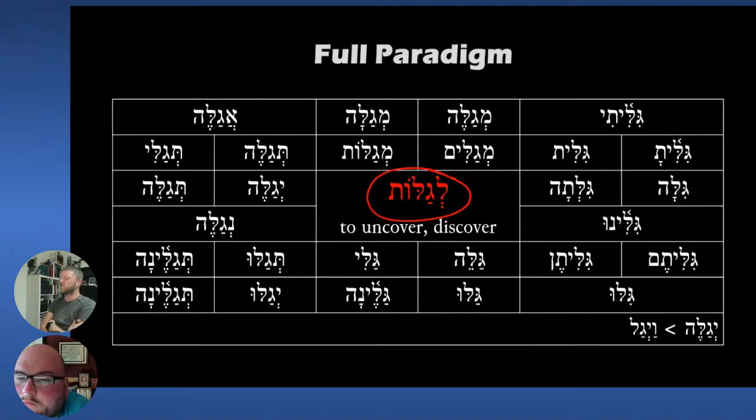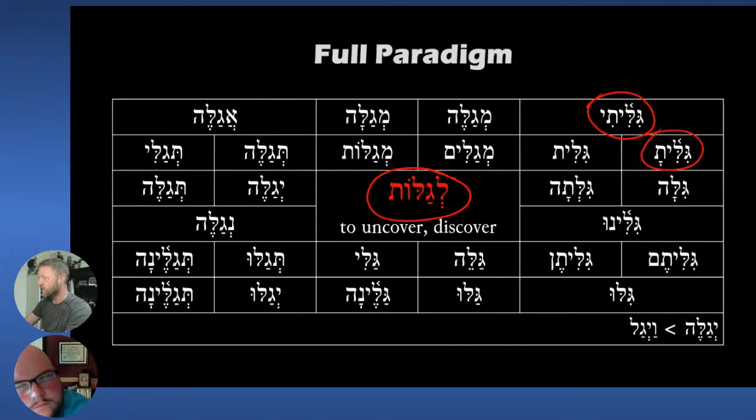So in the kal, this was galiti. Now we have giliti. Giliti is how I say I found out, I uncovered, I discovered. Giliti shehu zaken, I found out that he's old. Giliti shehem lo garim ba'aretz, I found out that they don't live in Israel. Giliti is I found out or I uncovered.